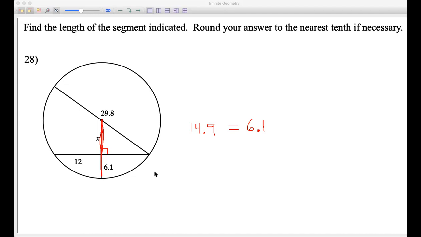Give me a pencil. Ready? How many pieces? Which piece did you just give me? 6.1. How big is this piece? Look at the picture. Don't overthink it. What? It's got an X next to it. It's got to be X.